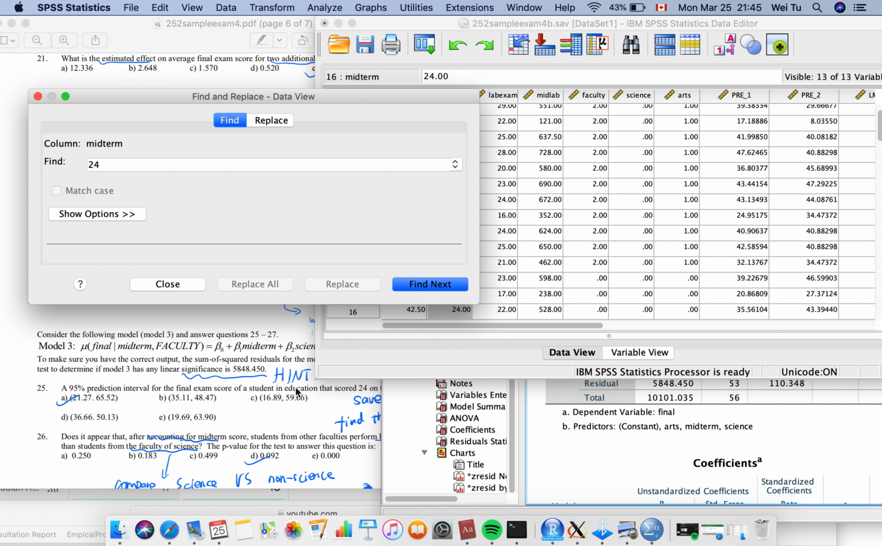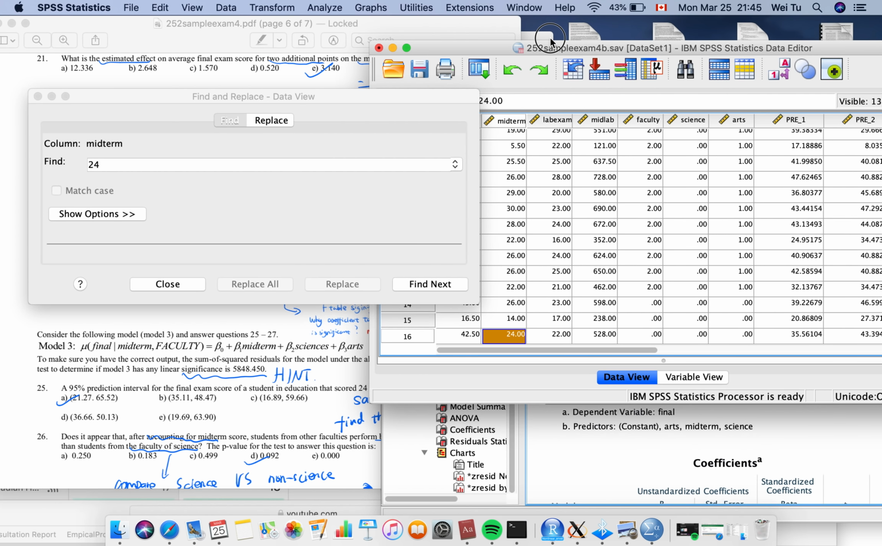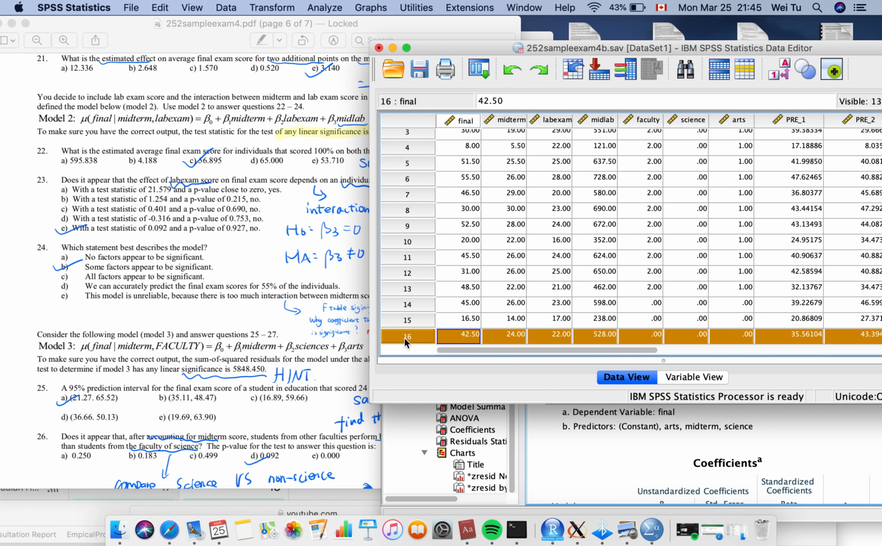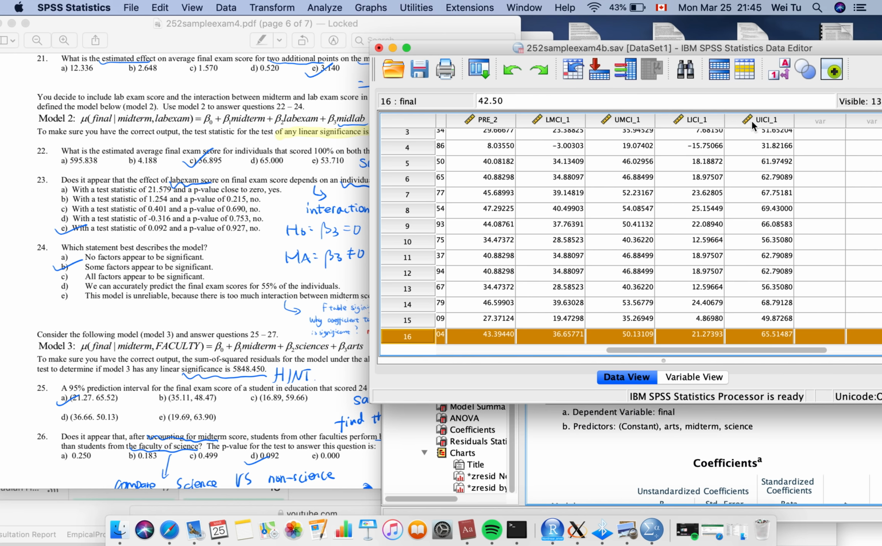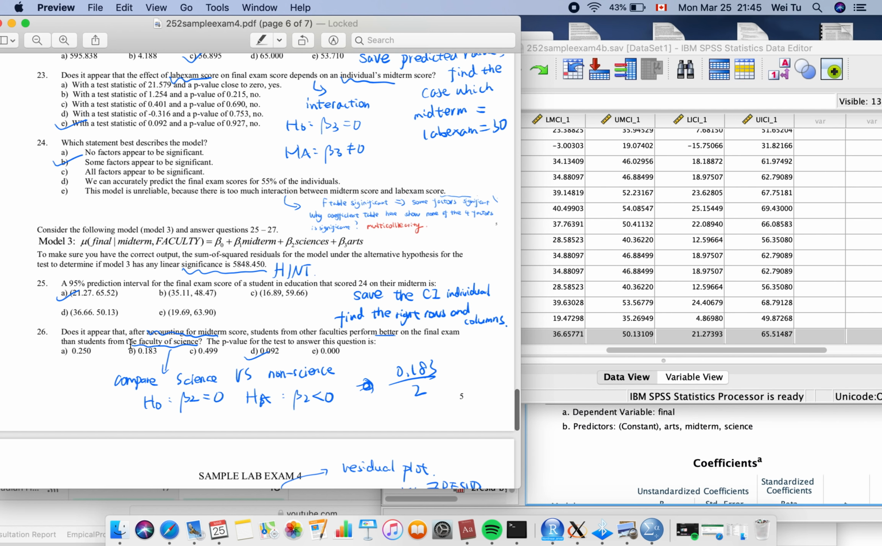It says someone in education. Education means it's either science or art. Let's verify. So this person is either science or art, and it's actually in other. Other is faculty. So this is the person we're looking for. Highlighted, we have the LICI and UICI, which are the individual, that's the prediction interval. So 21 to 65. Okay, that's A.